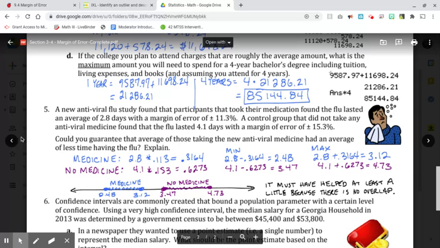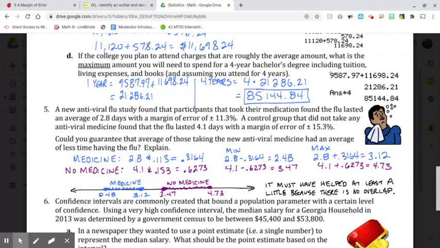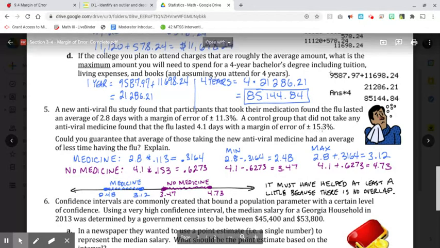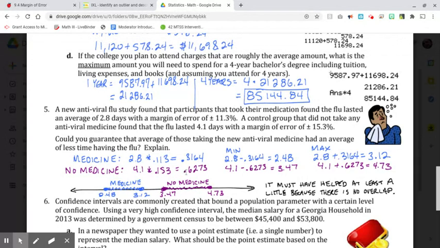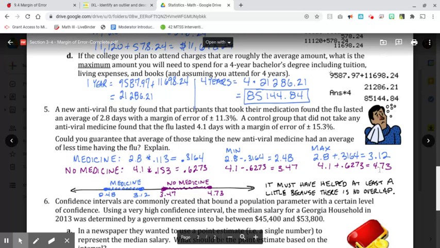Okay? If you did not take medicine, your average was 4.1 days. We're going to multiply that by the margin of error of 15.3%, so that's 0.153. You get 0.6273. To find the lowest amount of days it may take you to get over the flu, you subtract that from 4.1, and that would give you 3.47. To find the highest number of days it would take you to get over the flu, you add that to 4.1, and you get 4.73.